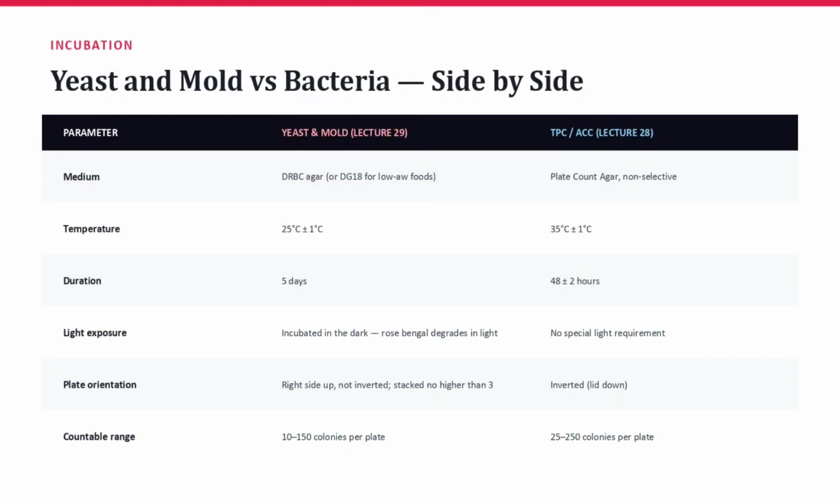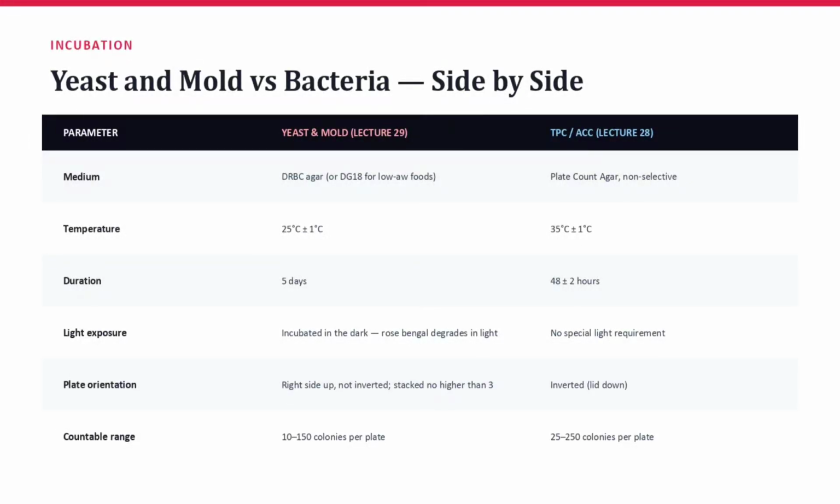Medium: DRBC agar, or DG18 for low water activity foods, versus plate count agar, which is non-selective, for TPC. Temperature: 25 degrees Celsius, plus or minus 1, versus 35 degrees Celsius, plus or minus 1, for TPC. Duration: 5 days versus 48 hours, plus or minus 2, for TPC. Light exposure: incubated in the dark, because rose Bengal degrades under light, versus no special light requirement for TPC.